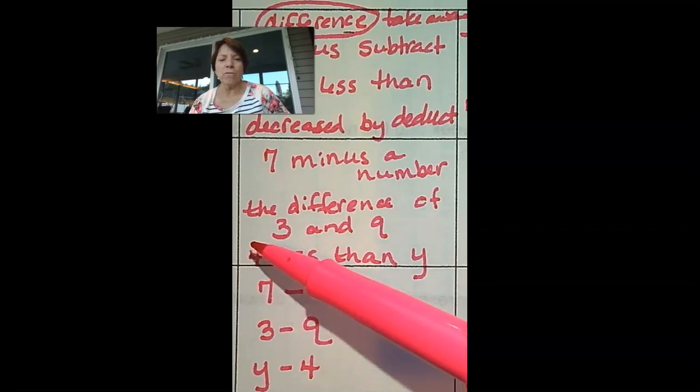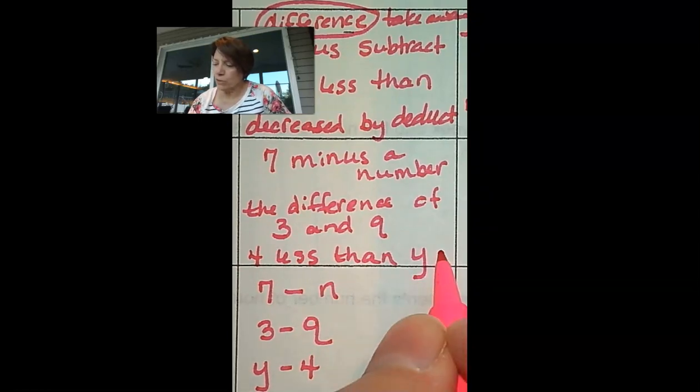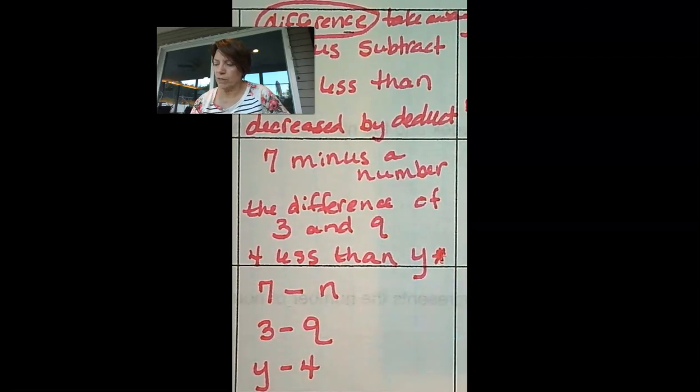So that means we want 4 less than something, which means we have to start with y first and subtract 4. So this one's a reverse problem. We've got to reverse that order. Be careful with that phrasing. 4 less than. Less than what? Less than y. All right?